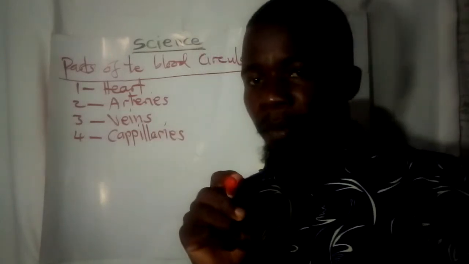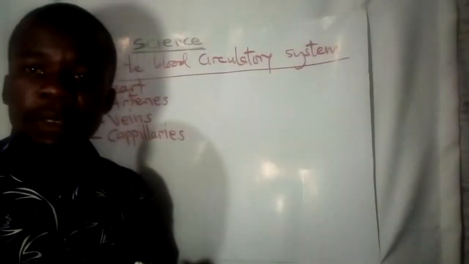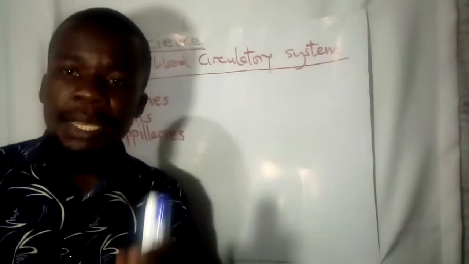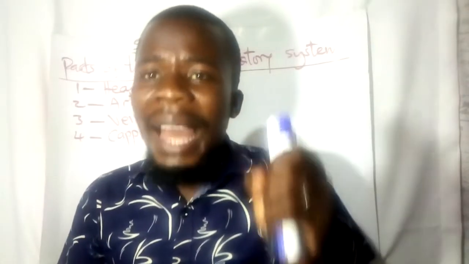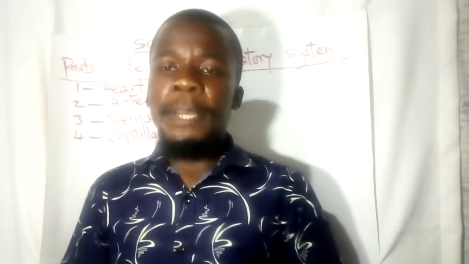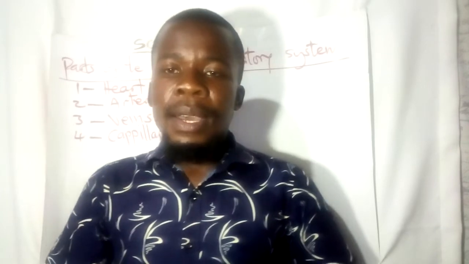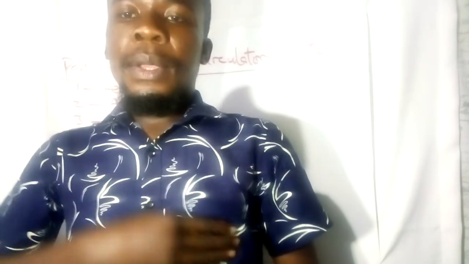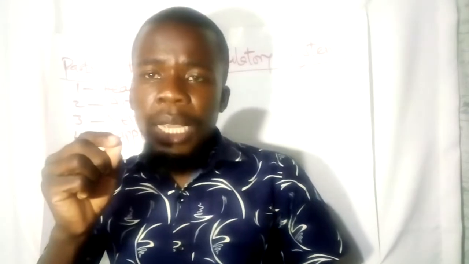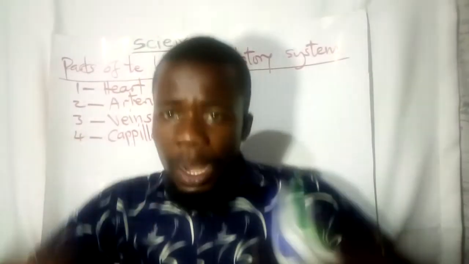All right, let's look at the functions of these main parts of the blood circulatory system. We'll start with the heart. The main function of the heart is to pump blood around the body. All right, let's position our hearts. My heart is somewhere here. So, the function of the heart is to pump blood around the body.